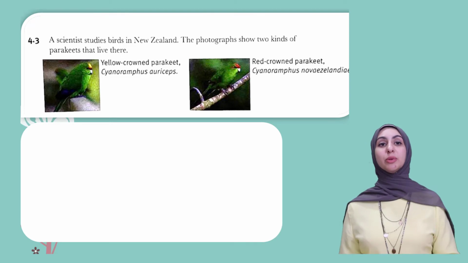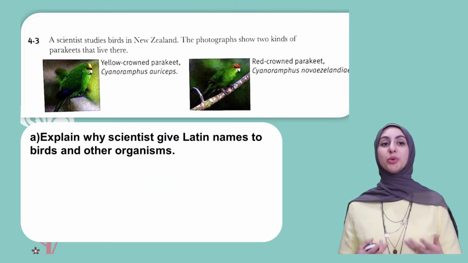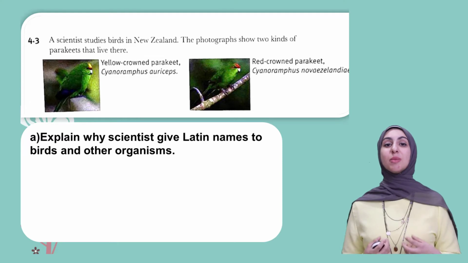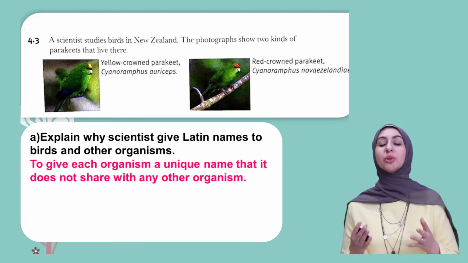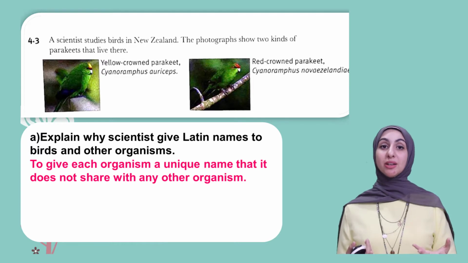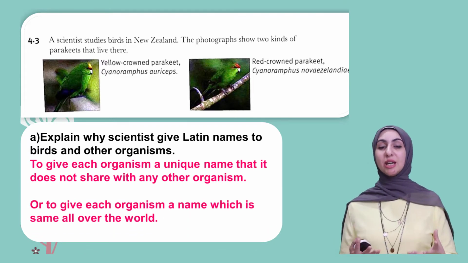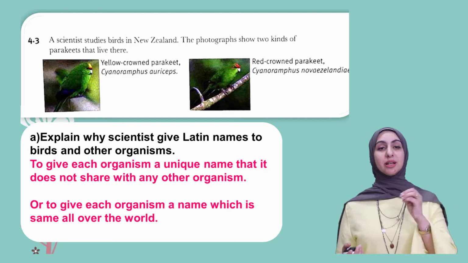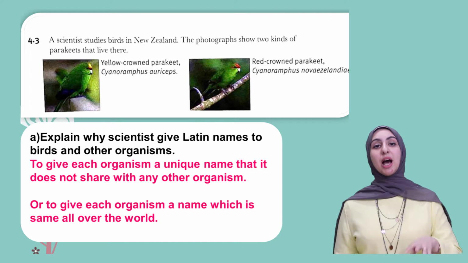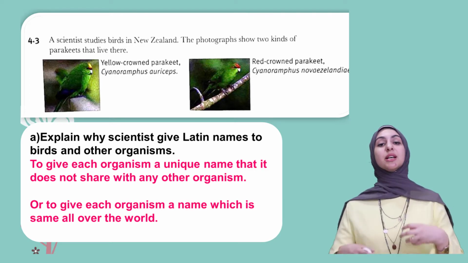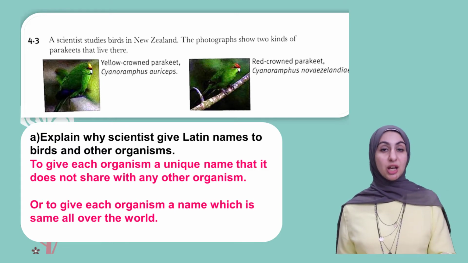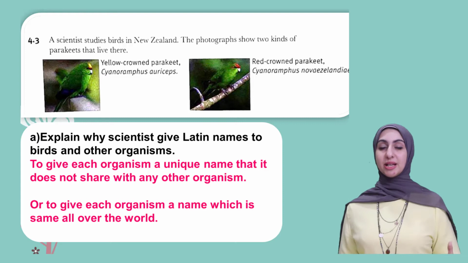Question A. Explain why scientists give Latin names to birds and other organisms. Yes, to give each organism a unique name that doesn't share with any other organism. Or also you can write to give each organism a name which is the same all over the world. And I told you in the species lesson, I told you that the scientists like to give each species a 2-word Latin name to be easy for them to study the organisms.